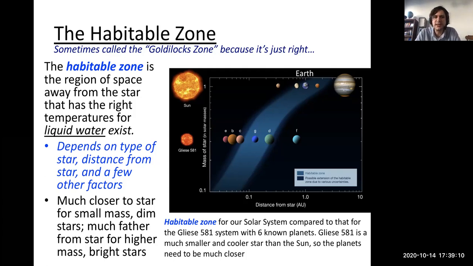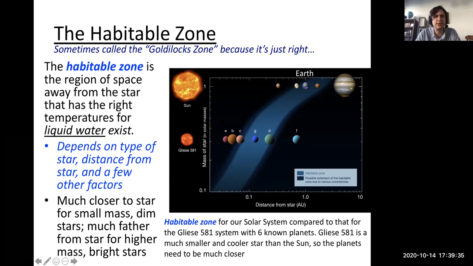So it's just the range away from a star, the semi-major axis distances away from the star, where liquid water can possibly exist. And this depends on a few things. It depends on the type of star. Brighter stars will have a different habitable zone, a different distance, because you'd have to move farther away for a brighter star, a hotter star. Colder stars, you'd have to move closer in.